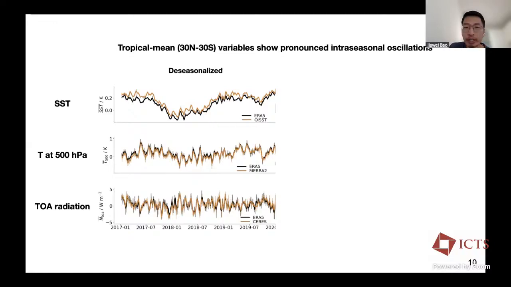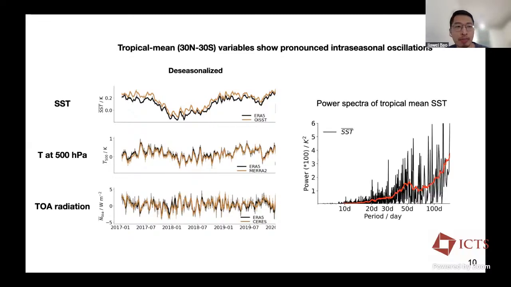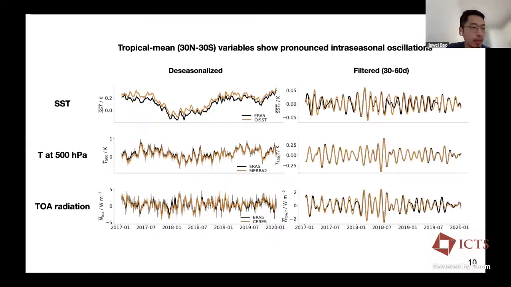To confirm the frequency of the oscillation, we do a power spectrum of the tropical mean SST, which is the variable at the top. And what we see here is a very clear and pronounced oscillation power over intra-seasonal timescales at around 30 to 50 days. So this confirms there's an intra-seasonal oscillation in the SST. This kind of power peak also exists in the other two variables, which I'm not going to show here. So this allows us to focus on the time scale of 30 to 60 days.